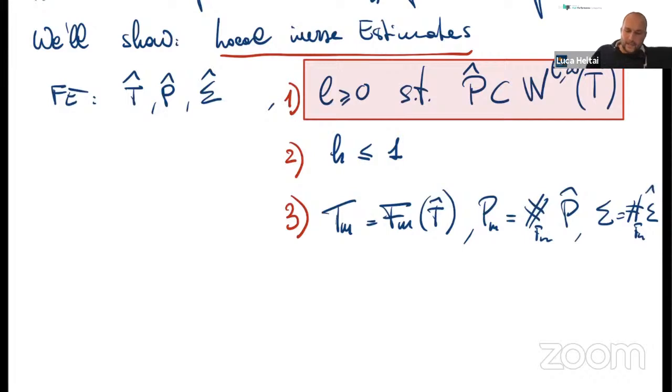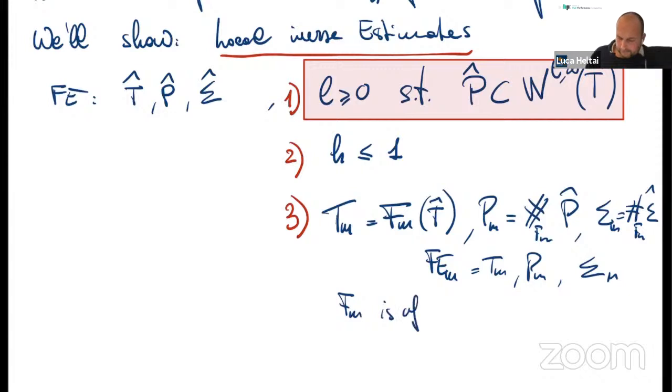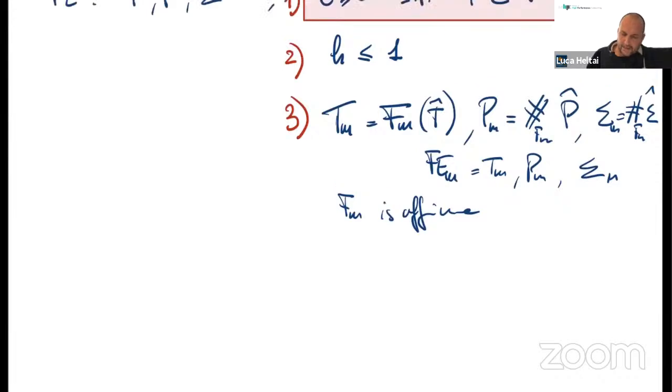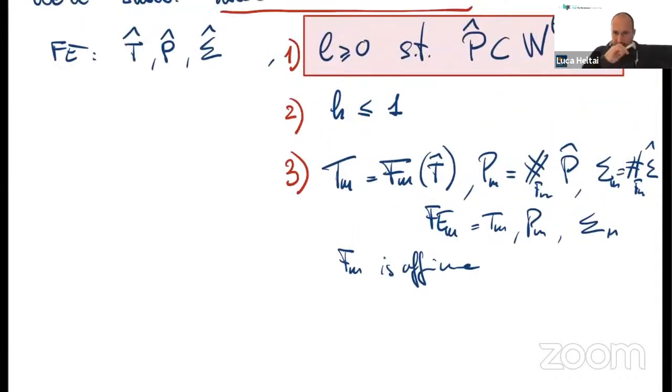Okay, and this is a finite element, so this is the FE equal T_m, P_m and sigma_m. And we assume, for the sake of simplicity, that F_m is affine. Whatever we say now is also valid whenever you don't have affineness. Some details change. I'll tell you exactly what are the details that change, where they actually change.